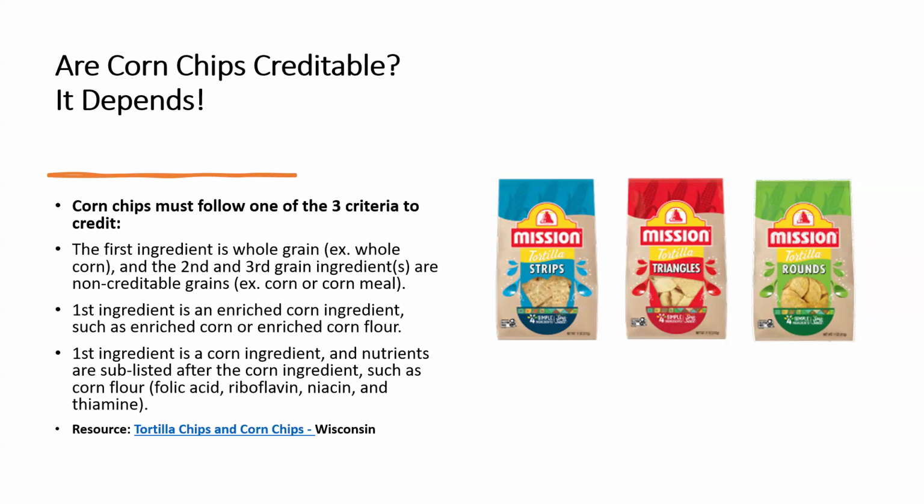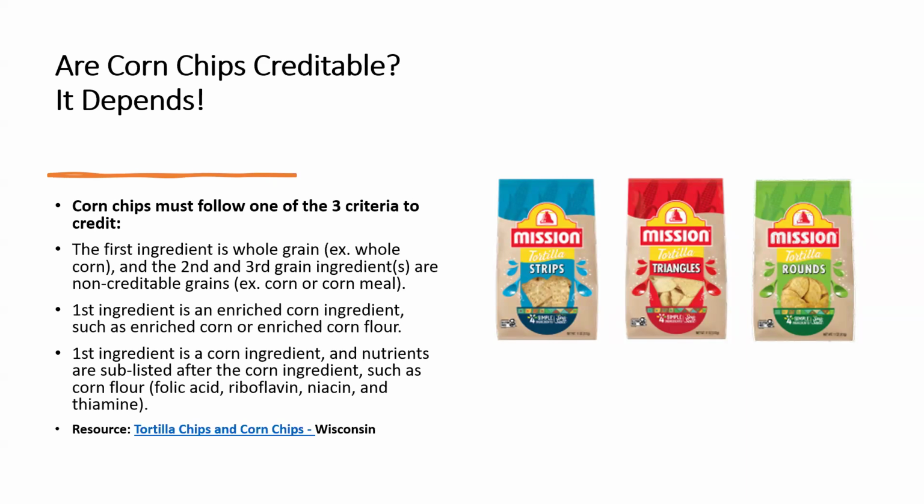But I wanted to point out these 3 criteria so you could have an idea of what is creditable. And this is specifically just as a grain component. There are other requirements for if it's creditable as a whole grain item. So to credit as a grain, one of these 3 criteria must be met. Either the first ingredient is whole grain, and the second and third grains are non-creditable, such as corn or cornmeal. Or another option is if the first ingredient is an enriched corn ingredient, such as enriched corn or enriched corn flour, that would be creditable.